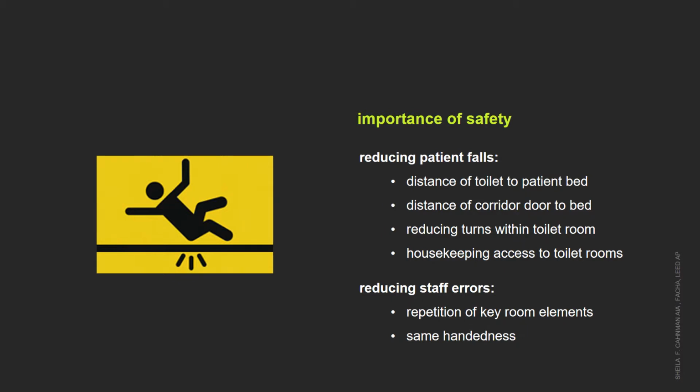The other studies that have been done have been looking at reducing staff errors, creating repetition of key room elements. So as, for instance, staff goes from medication room to medication room on different floors, that everything is located in the same place so they don't make mistakes. And the idea of same-handedness, which has involved a lot of study, looking at, is it important to have the same handed or the same orientation of each room, especially patient rooms, on a floor, and does that decrease errors? And we'll talk a little more about that in a minute.